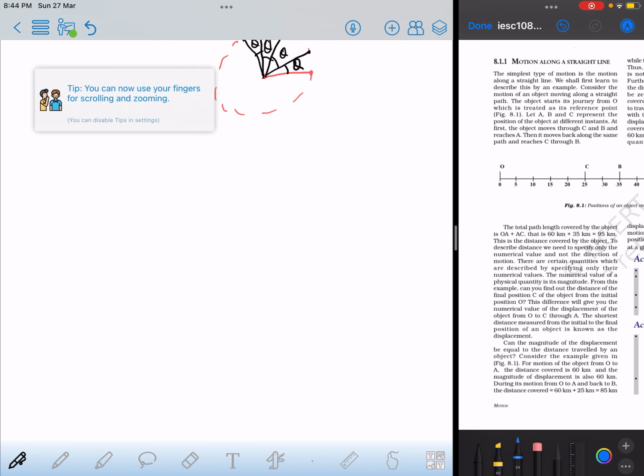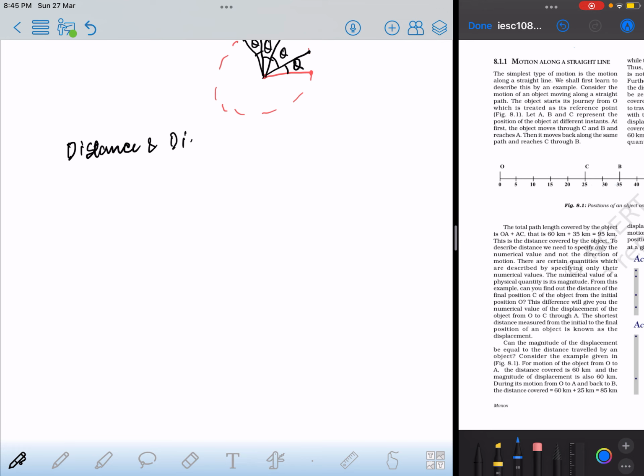Now I will try to explain the new thing which is in this topic, that is distance and displacement.